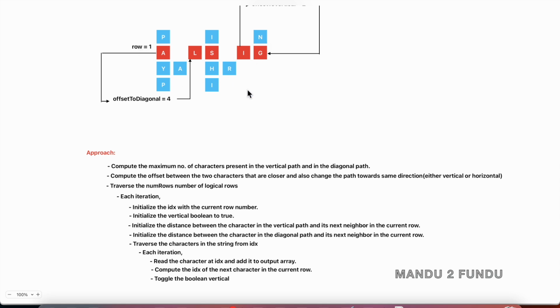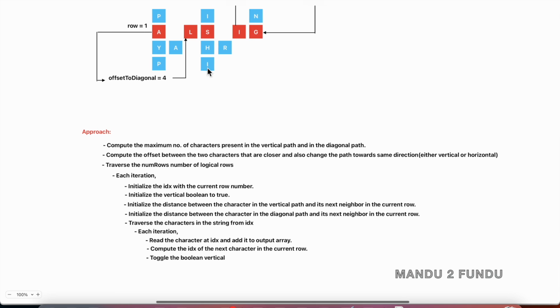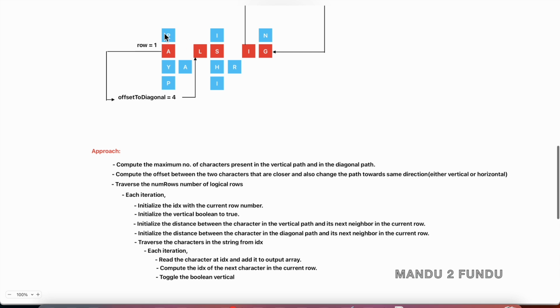They are not physically present because we are given a string. It is not a two-dimensional array. So that's why I call it a logical row. And each row we traverse, first we initialize the current index with the row number. For example, if we are at row 0, the IDX is initialized with 0 so that the first character is read. And then we have to initialize the boolean called vertical that tells whether that current character is at the vertical path or the diagonal path.